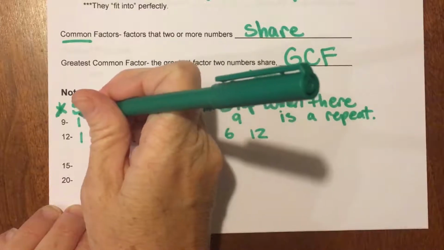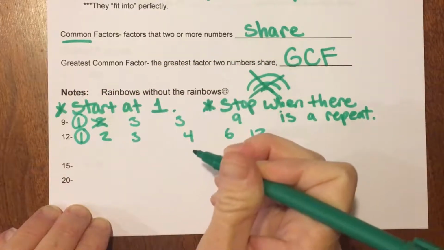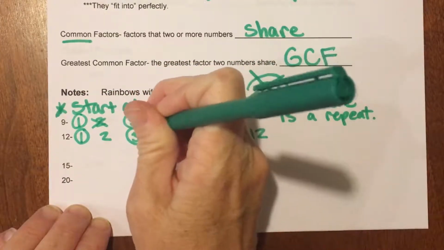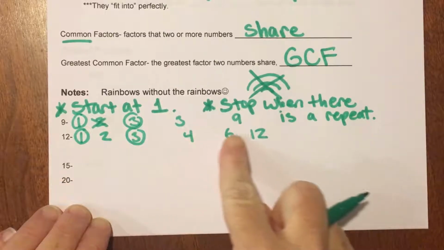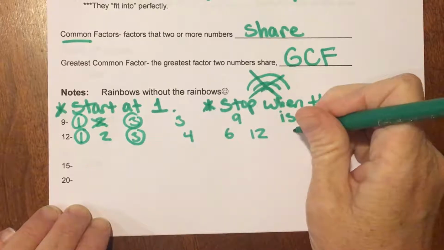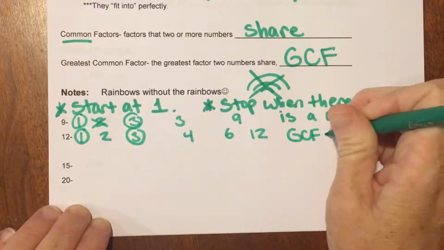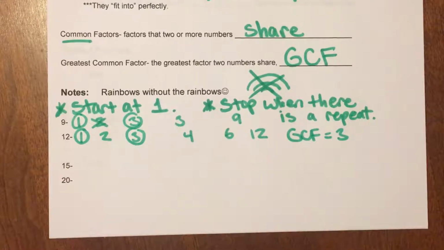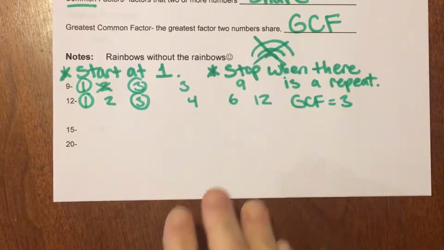So they have 1 in common. They have 3 in common. Do they have anything else in common? Nope. Which means the GCF is 3. Okay, let's try another one.